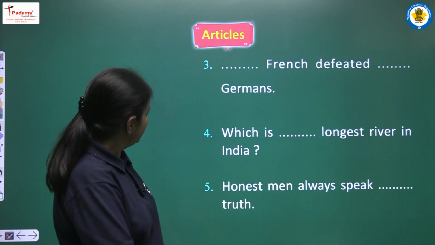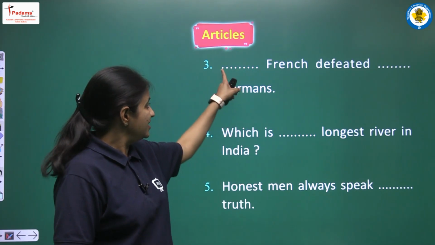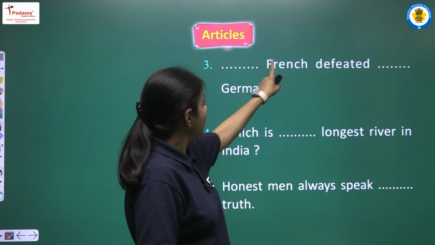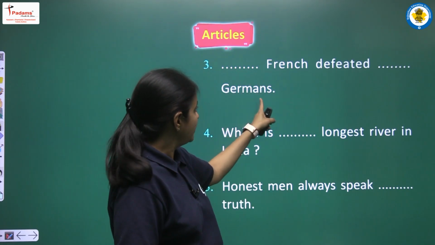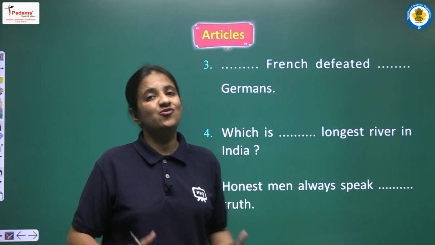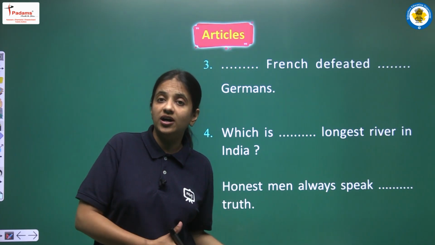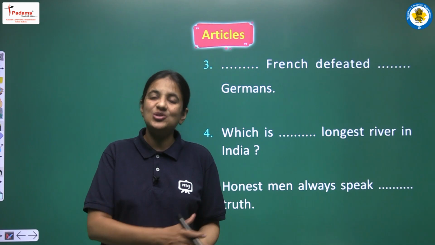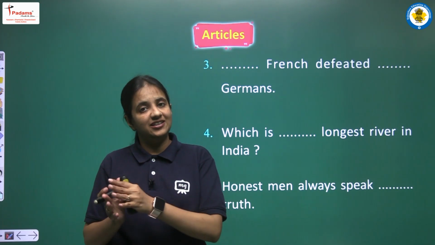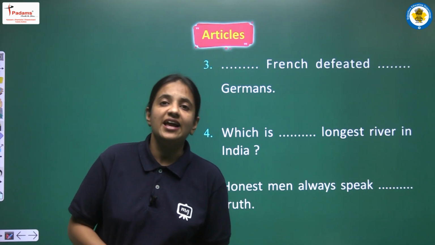Okay. Next we are having French defeated Germans. So in this sentence also we are having two blanks. Now the first blank we are having before French, the second blank we are having before Germans. So French and Germans, what are they? They are actually nationality expressing words, right? We have discussed this thing also when we were having all the uses of the article, right? And at that time we discussed all the nationality expressing words.